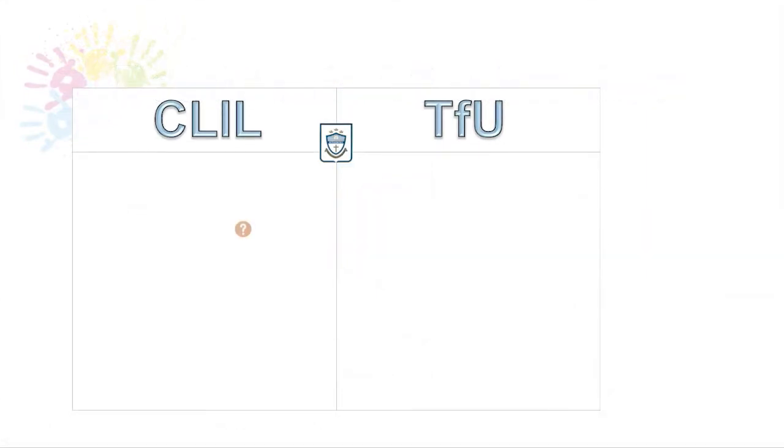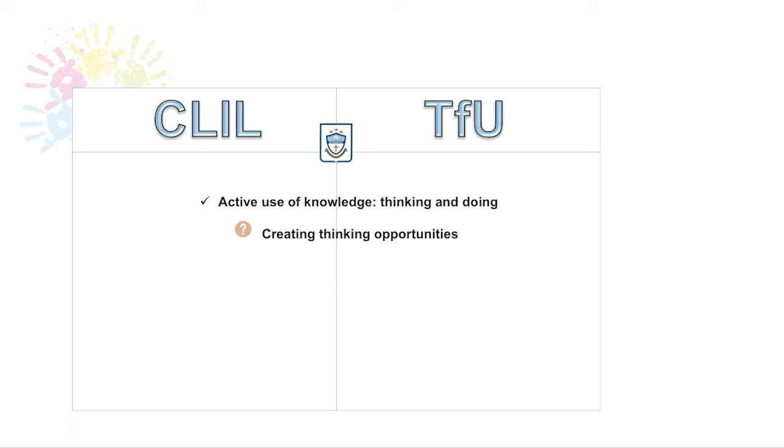Now let's see what similarities there can be between CLIL and teaching for understanding. The first one is that both of them truly support the active use of knowledge. Knowing is definitely not enough. Students need to actually do something with it. The second one is that CLIL and teaching for understanding encourage teachers like you and me to create enough and successful thinking opportunities. And the question here is, are we creating such opportunities in our English lessons? Let's remember that it's not only about creating communicative opportunities, but also thinking and cognitive moments for our students to develop understanding.